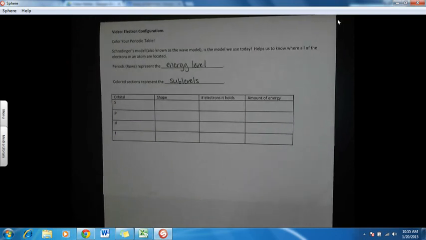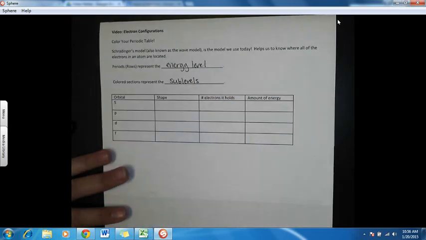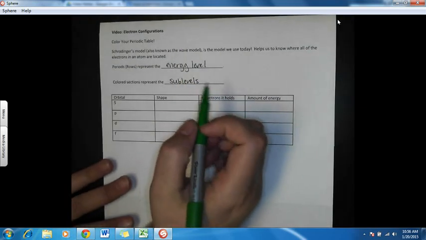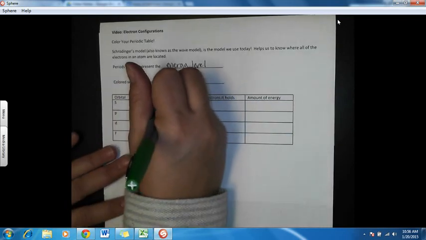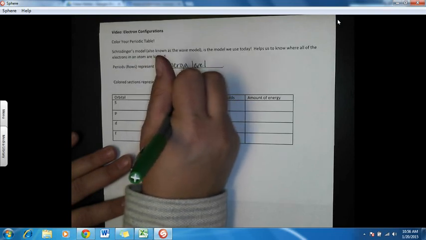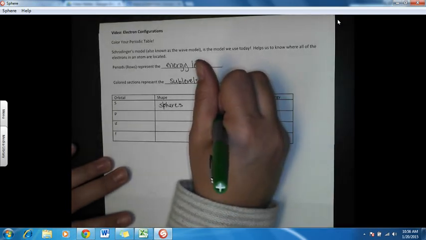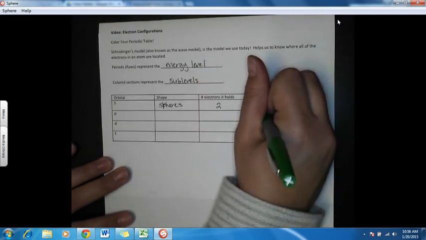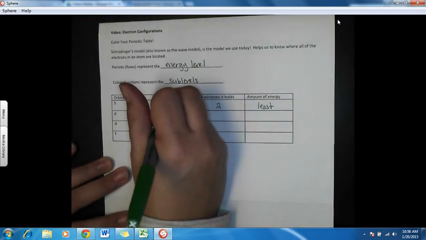So let's talk a little bit about the sublevels. We have energy levels broken down into sublevels, and then the sublevels are broken down into orbitals. So the S sublevel has orbitals that are shaped like spheres. That's where the S comes from, a sphere. Its maximum number of electrons it can hold is 2, and it has the least amount of energy of all the sublevels.